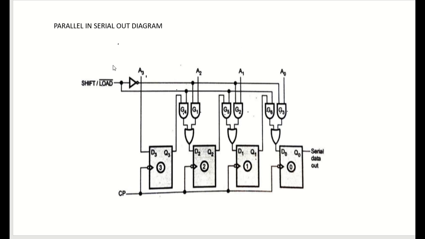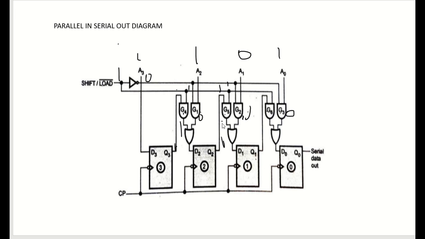Now I apply shift bar load as 1. Then this line becomes 0. We give the same input 1 1 0 1. When shift bar load is 1, G4, G5, G6 are activated and G1, G2, G3 are deactivated, that is, G1, G2, G3 become 0. Here A3 is 1, then the output becomes 1 only, and this line is 1 and 1 and 1 means 1. 1 or 0 means 1.